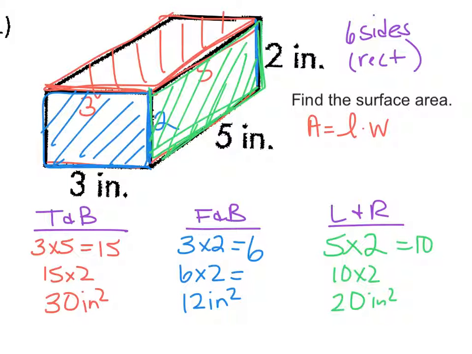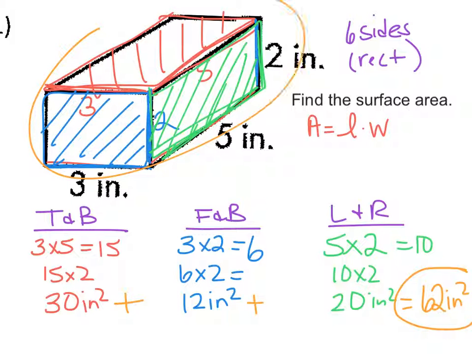So then the last thing we have to do is add all these together. So 30 plus 12 plus 20, and so that would be 62, and then that would be square inches. So the area of the entire figure, surface area of the entire figure is 62 inches squared.